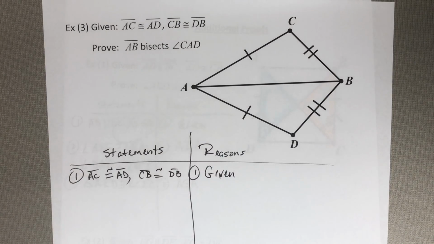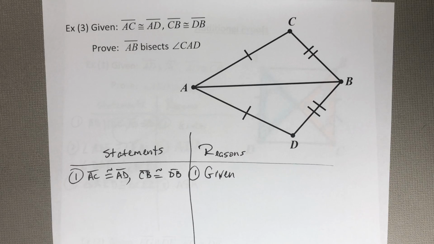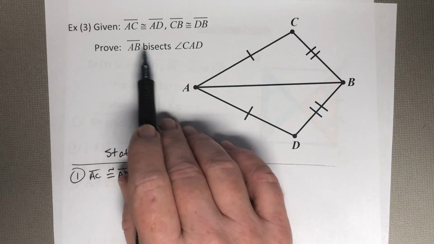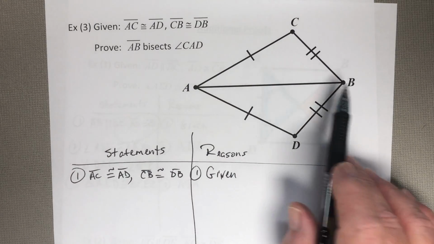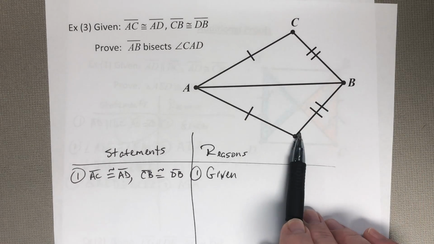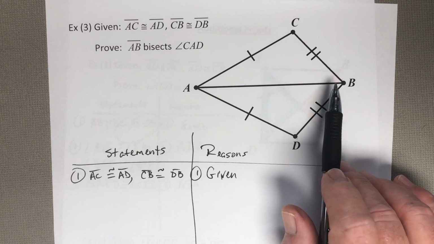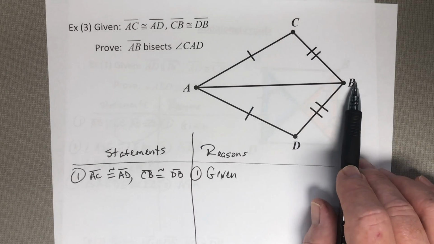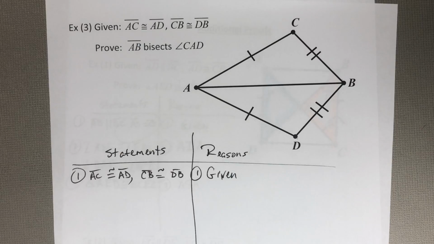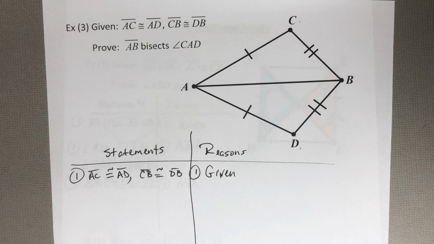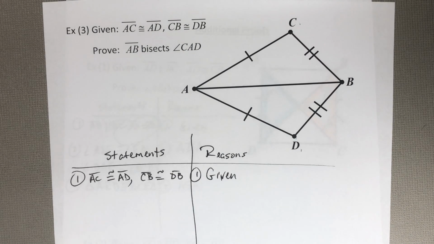And of course, that's all given information. So it's given. All right, now I'm going to look at what I'm trying to prove. I'm trying to prove that segment AB bisects angle CAD. Well, I would need to show that angle DAB was congruent to angle CAB, because then segment AB would bisect angle CAD. Same difference as DAC.